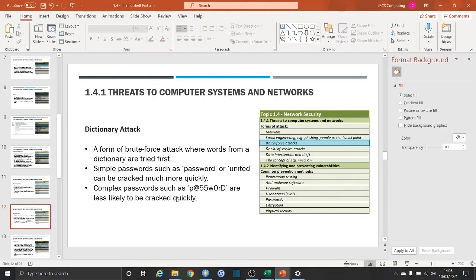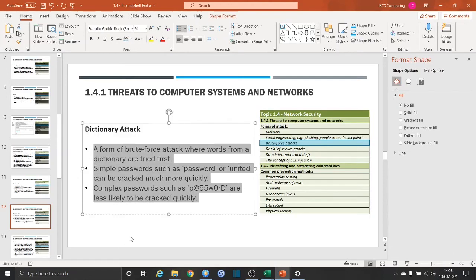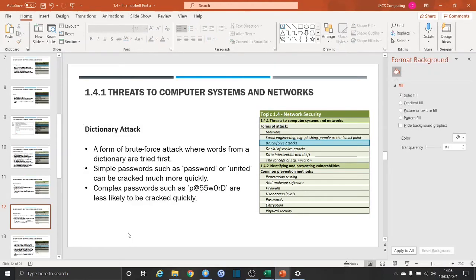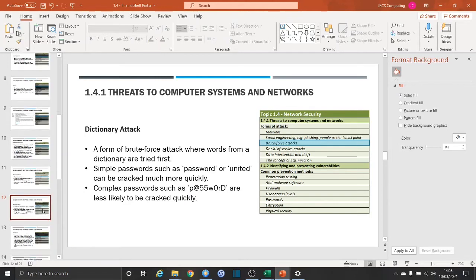So I mean, it's not going to come up in the exam or anything. But just saying that using lots of numbers and symbols and letters makes it more difficult to crack is true. Right, so that's brute force.